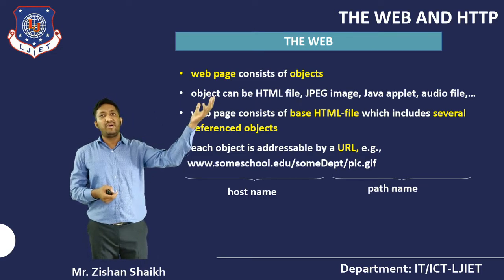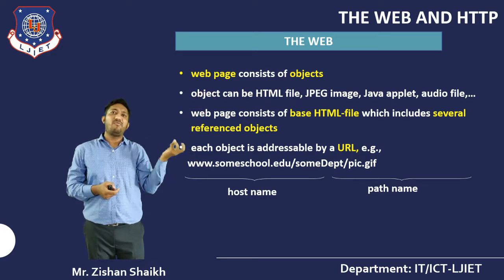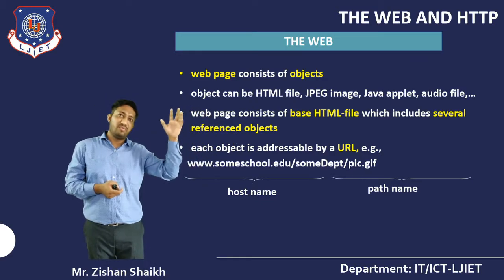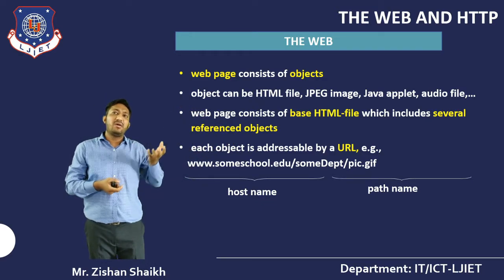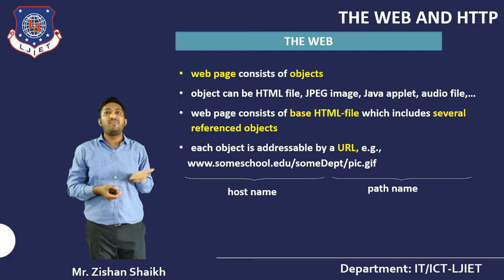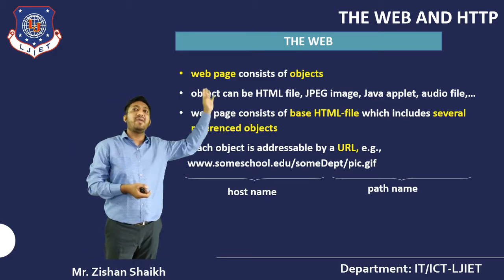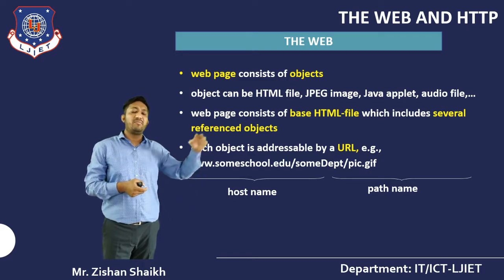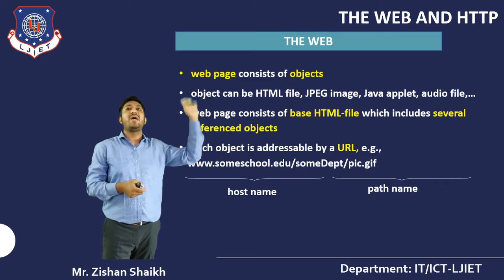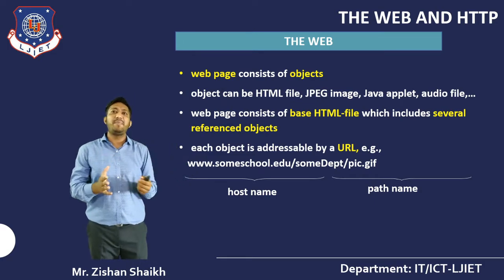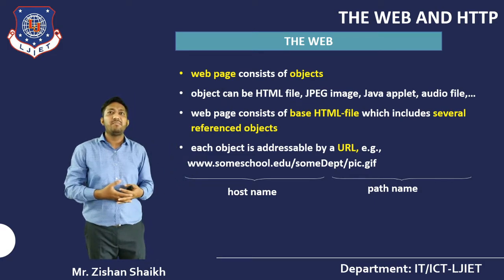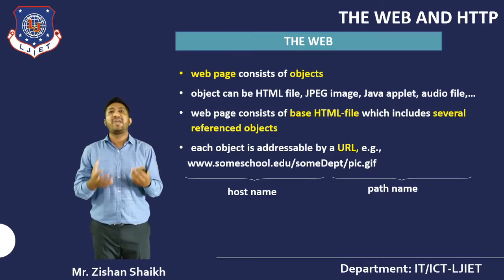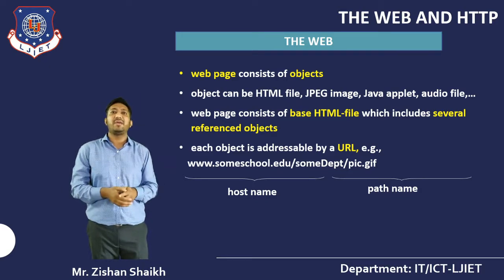But if we store that type of object over the network and we want to access those objects, we require one platform. That platform is provided by the web. And the mechanism behind accessing those objects is HTTP. So HTTP and the web always come together. Without the combination of web and HTTP, we cannot access this type of data.